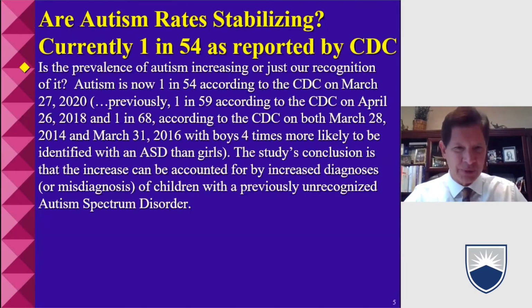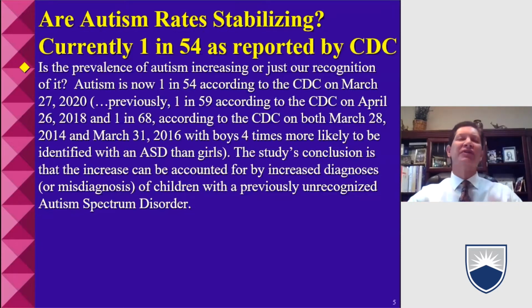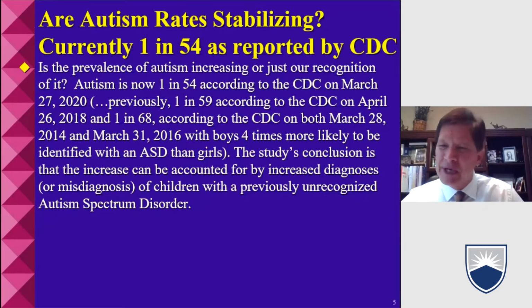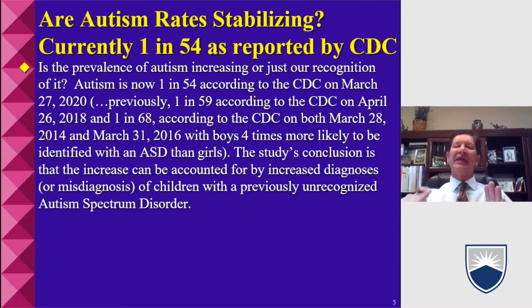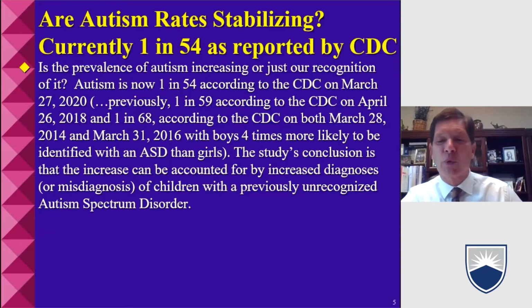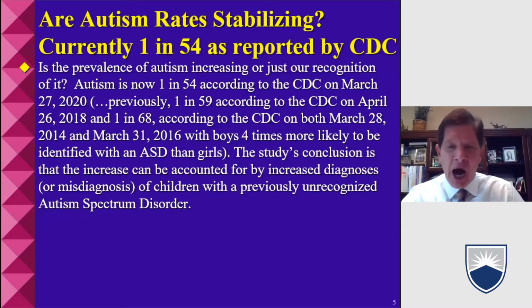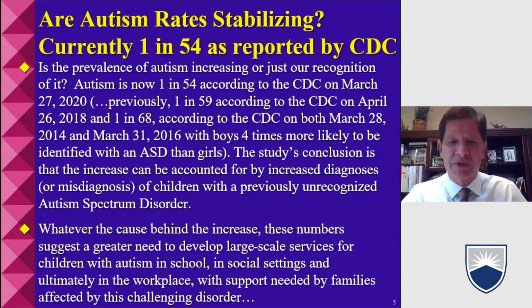Some interesting stats. Is the prevalence of autism increasing or just our recognition of it? Autism is now 1 in 54, according to the CDC on March 27th of 2020. Interestingly, boys are 4.3 times more likely to be diagnosed than girls with an ASD. And this survey is based on 8-year-olds. The study's conclusion is that the increase can be accounted for by increased diagnoses or misdiagnosis of children with a previously unrecognized autism spectrum disorder.